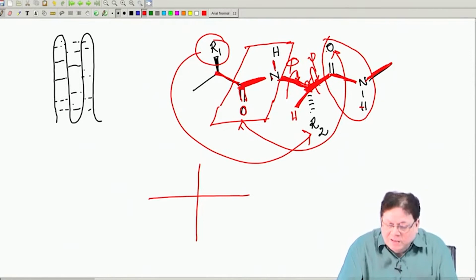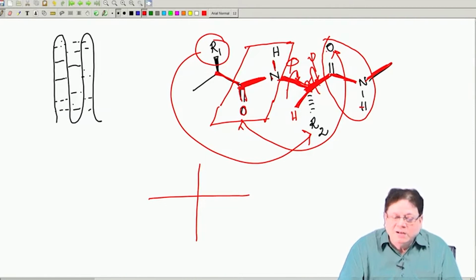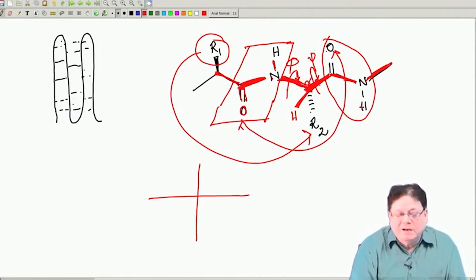But remember, these are dihedral angles. Dihedral angles are basically between two planes. Two planes intersect, and that creates a dihedral angle. So, what is the dihedral angle? Because two atoms cannot make a dihedral angle.